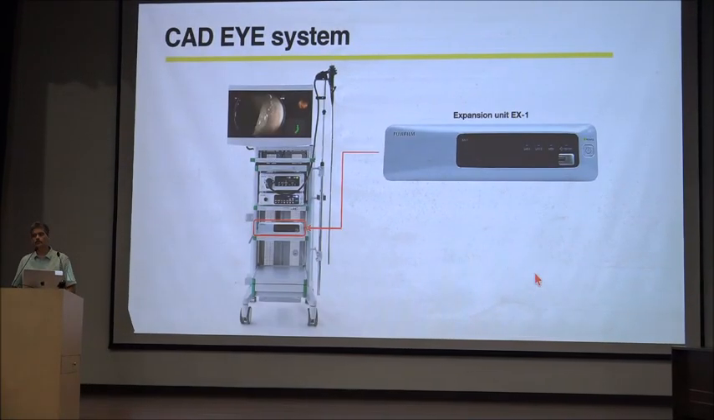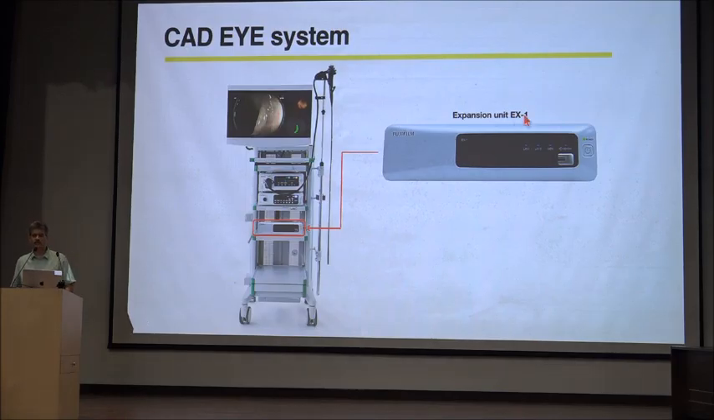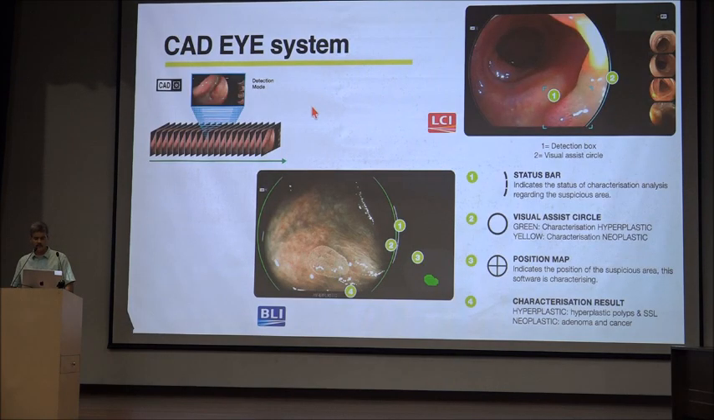Now, after all the mundane didactic discussion, let's go to some practical applications. This is the system that we have in ILBS. This is the expansion unit EX1, and it is a CAD-I system from Fujifilm. What it shows you on white light and on LCI is detection. So this is a detection box, and this is a visual assist circle which also tells you which quadrant it is seeing.